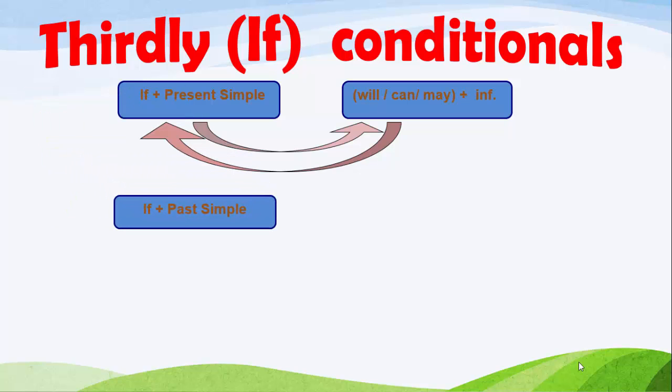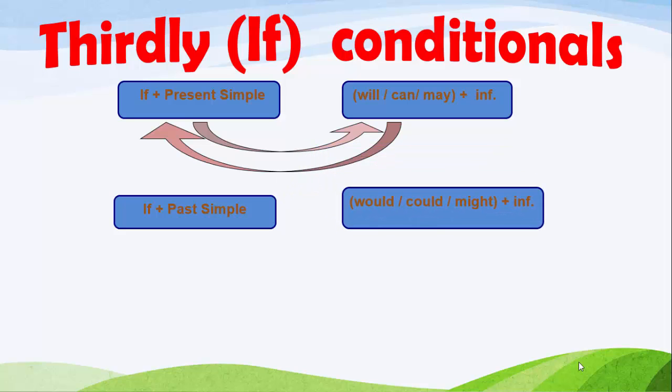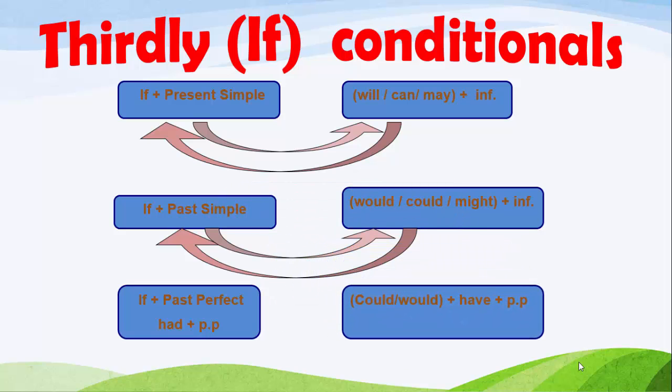The second one, if past simple, and the second sentence would or could or might plus the infinitive. And this is the form of the second case. The third conditional case is formed as if plus past perfect, which is had plus past participle, and the second part is could or would have plus the past participle, and this is the structure of the third case of the hypothetical sentences. This is the end of the third part of our revision.